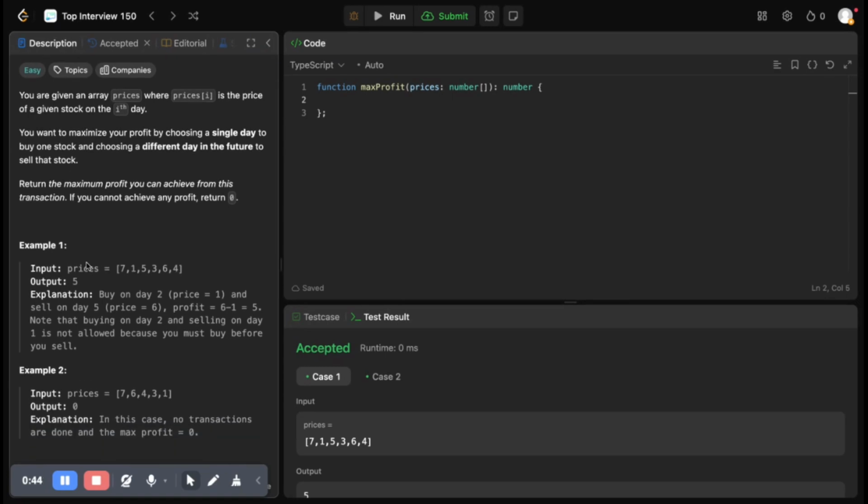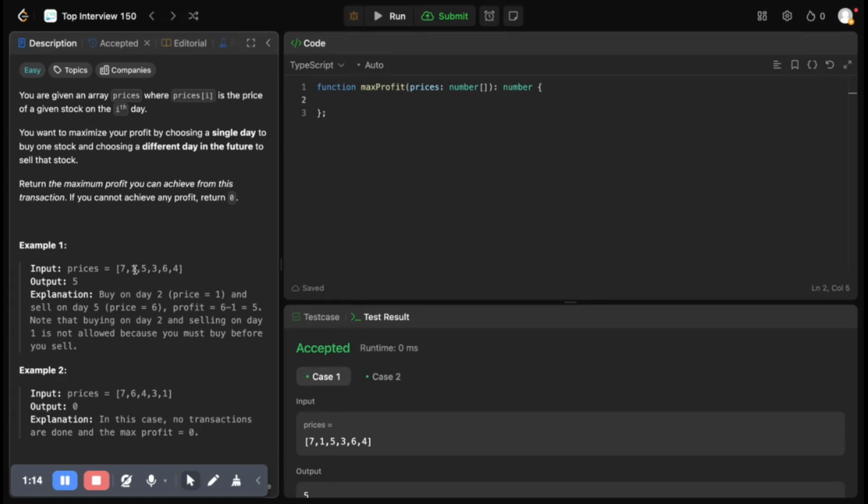Looking at this example, prices. If you look at this array, the lowest price is 1 and the day to buy is the second day, right? This is day 1, day 2, day 3, day 4, day 5, day 6. So this is the second day. We are buying at 1. We need to sell towards the right. So the maximum price we can sell is on day 5, 1, 2, 3, 4, 5, which is 6.